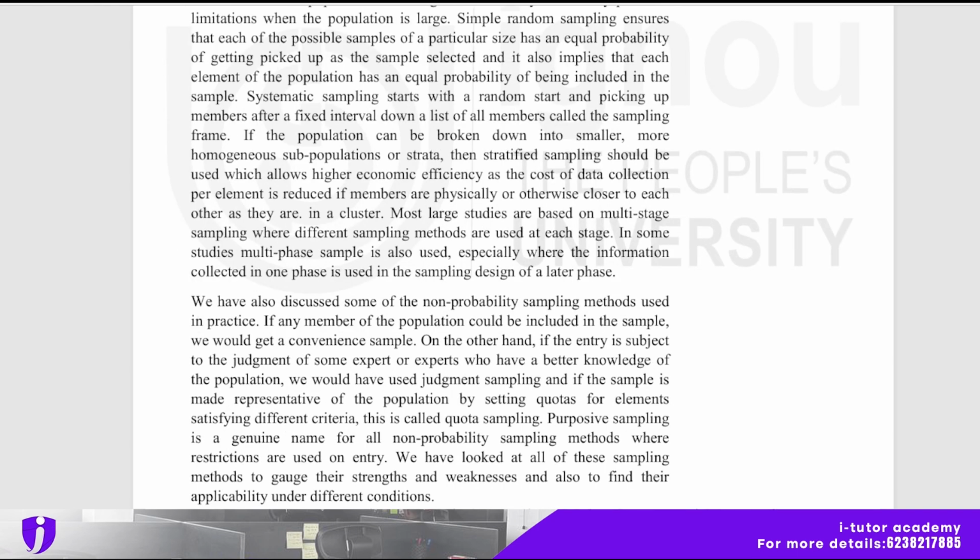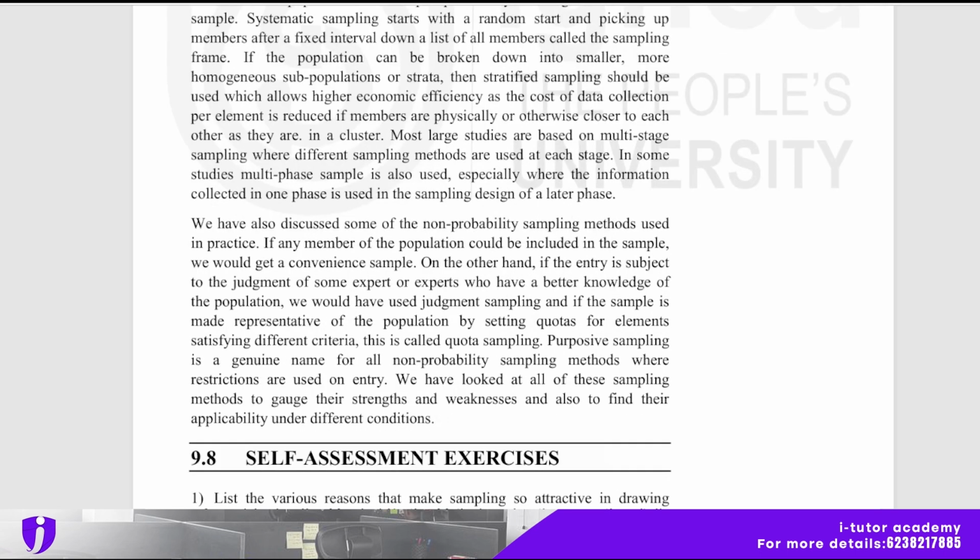And if the population can be broken down into smaller, more homogeneous subpopulations or strata, then stratified sampling should be used, which allows higher economic efficiency, as the cost of data collection per element is reduced if members are physically or otherwise closer to each other, as they are in a cluster. Most large studies are based on multi-stage sampling, where different sampling methods are used at each stage. In some studies, multi-phase sampling is also used, especially where the information collected in one phase is used in the sampling design of a later phase.